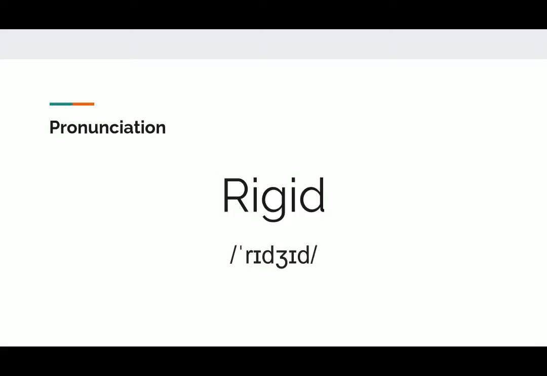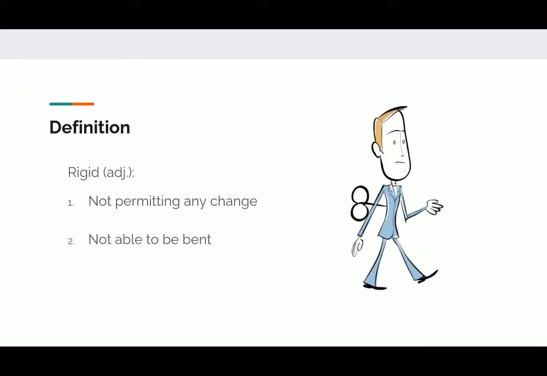Okay, the last word is rigid. You can follow me when I read it, and you can also read out from the IPA form here. So it's read as rigid. There are two definitions of the adjective rigid. First is not permitting any change. The second is not able to be bent. So you need to identify different meanings of rigid in an article according to the article's meaning, according to the sentences around.